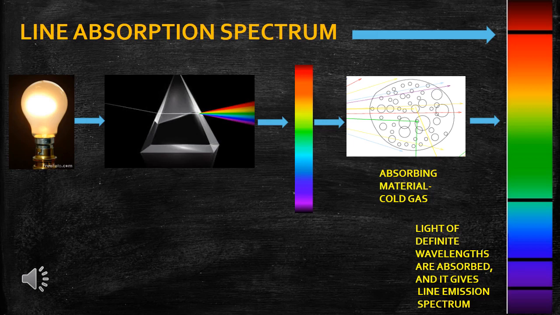So the absorption spectrum will have dark lines. This kind of spectrum is called line absorption spectrum. So the dark lines will appear in the form of lines. That's why this is called line absorption spectrum.